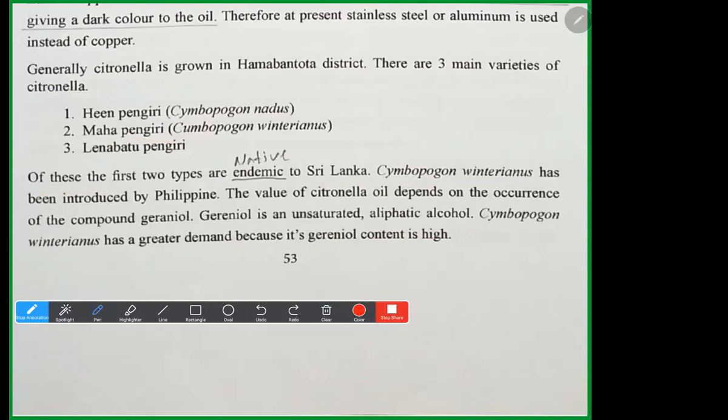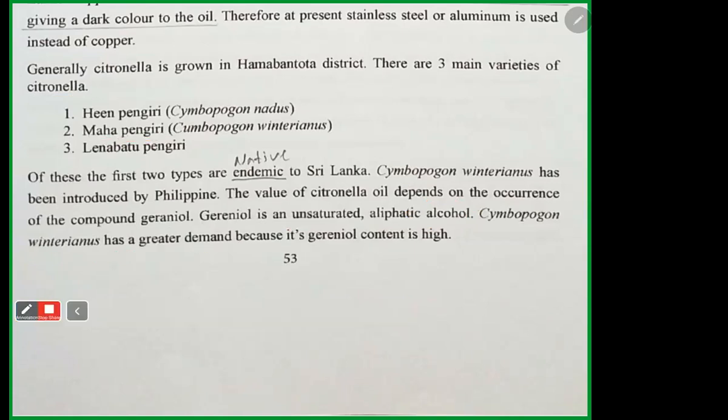The value of citronella oil depends on the occurrence of the compound geraniol. Geraniol is an unsaturated aliphatic alcohol. Cymbopogon winterianus, that is Mahapangiri, has a greater demand because its geraniol content is high.